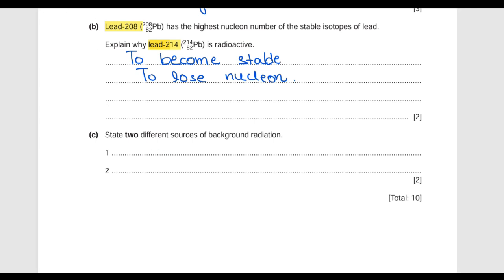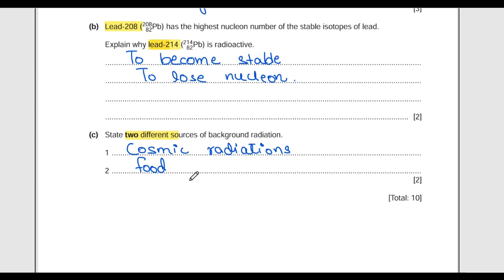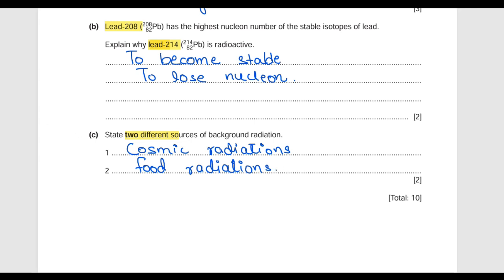It's neutrons. State two different sources of background radiations. We know first is cosmic radiations, and next one I am just writing food. You can write any background radiation. There are medicines, rock radiations, any of them, but I am writing two of my choice.